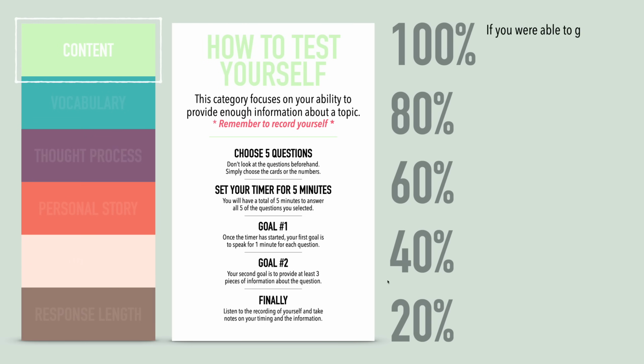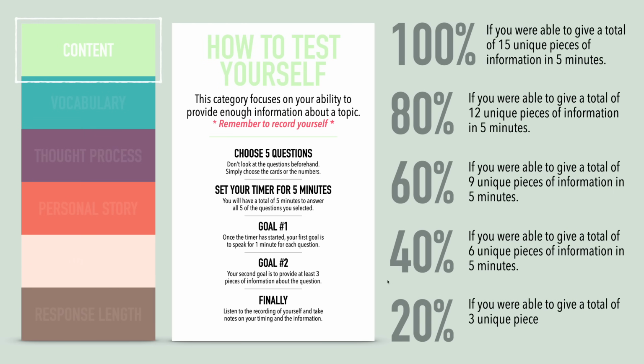So, here's the scoring for category 1. If you were able to give a total of 15 unique pieces of information in 5 minutes, you get 100% for this category. Remember, 5 questions. Each question you should have answered for 1 minute. The first one I said was about my mother, and I was able to give 3 pieces of information. So I gave 3 for number 1.